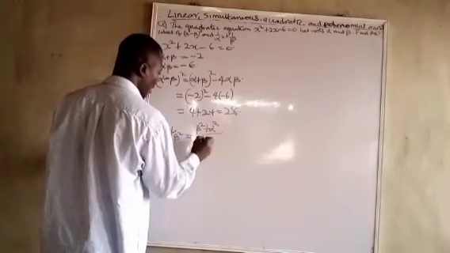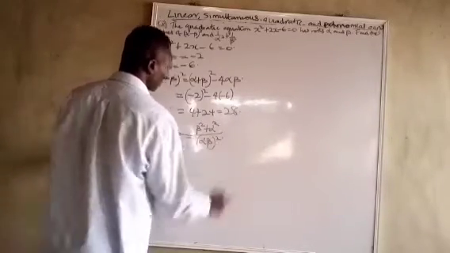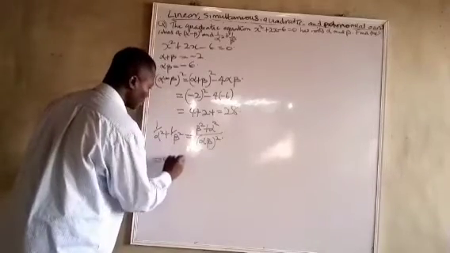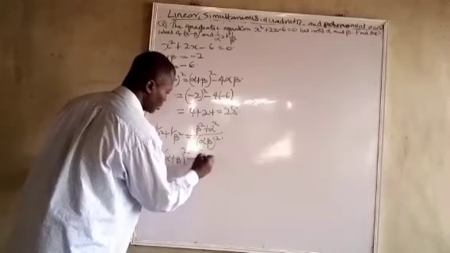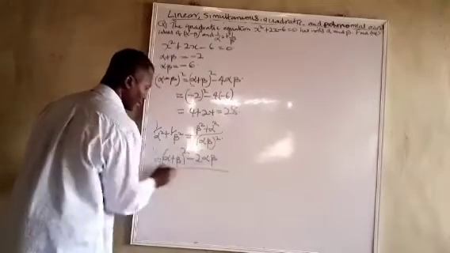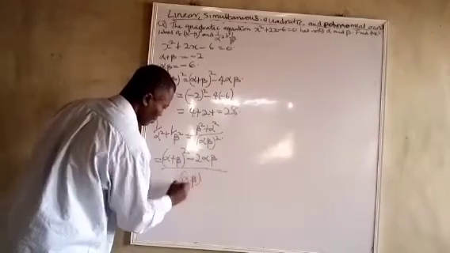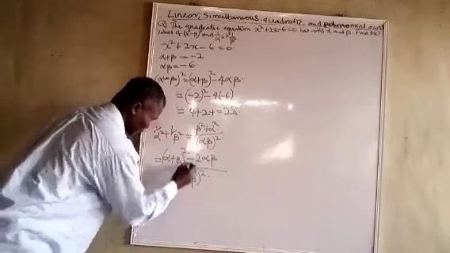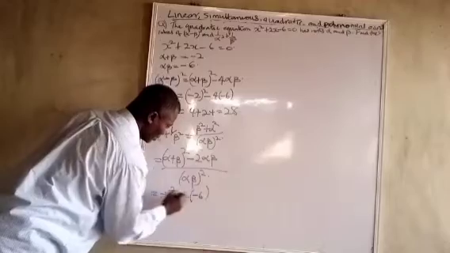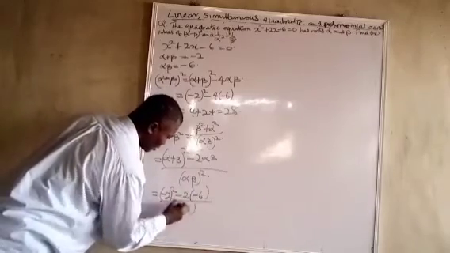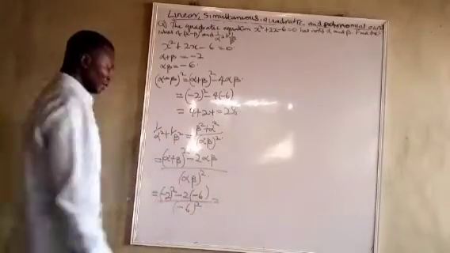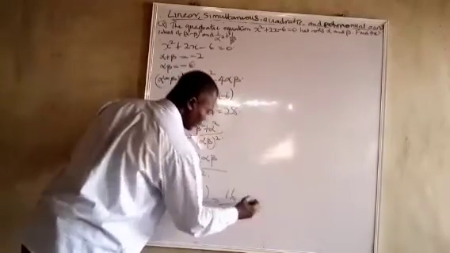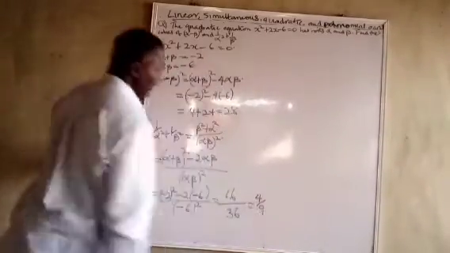The other one is 1 over alpha squared plus 1 over beta squared, which is beta squared plus alpha squared over alpha beta all squared. What is beta squared plus alpha squared? That is alpha plus beta all squared minus 2 alpha beta. And then the denominator still remains the same. Alpha plus beta, that's minus 2, and that is minus 2 all squared, minus 2 into minus 6, over minus 6 squared. So this gives me 4 plus 12, 16. Minus 6 squared, that's 36. So we can divide further, and this will give us 4 over 9. That's the answer.